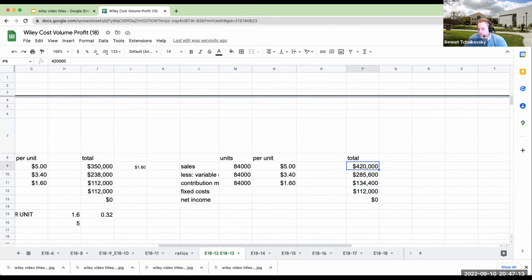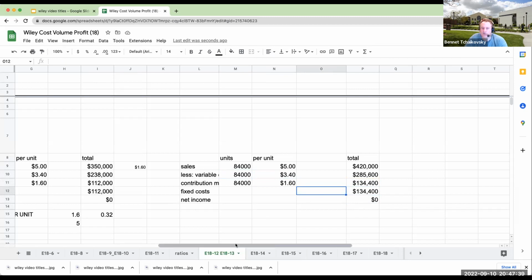My new sales are 420. My per unit is not changing. It's still at 5. That must mean I sold 84,000 units. If the variable costs are also the same, that means the contribution margin is going to be the same. So that means my fixed cost to get to 0 must have increased to 134,400. Okay, and there we go.